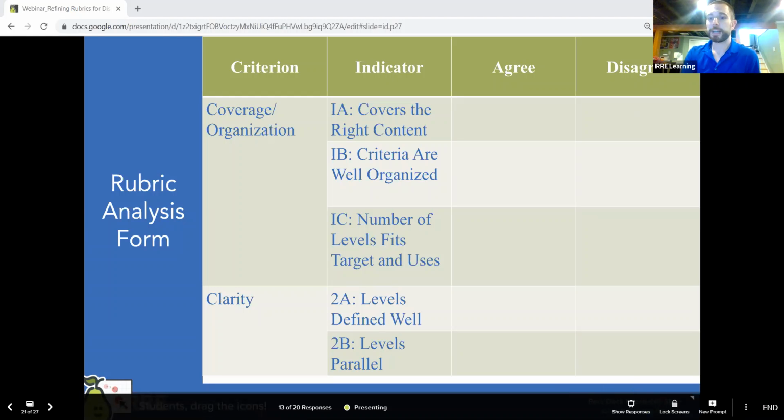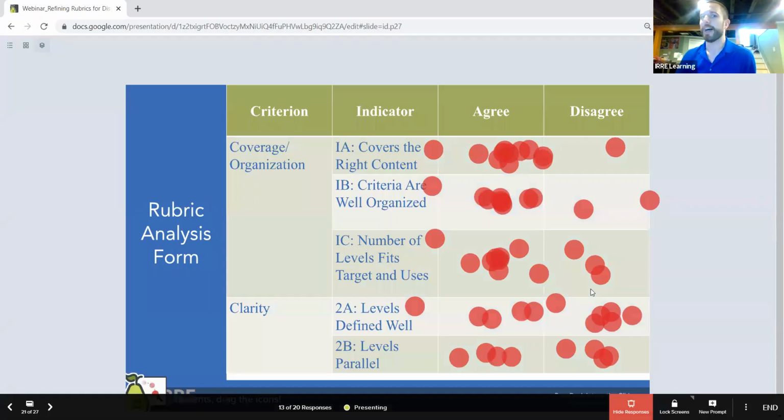And it looks like those dots have settled down here, so we'll go ahead and show some of those responses, and hopefully it won't look so stuttery. But we see a bit more scattered opinions here about why we agreed or disagreed.